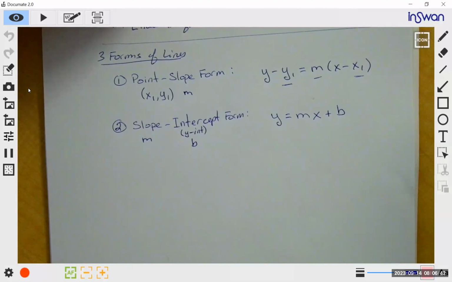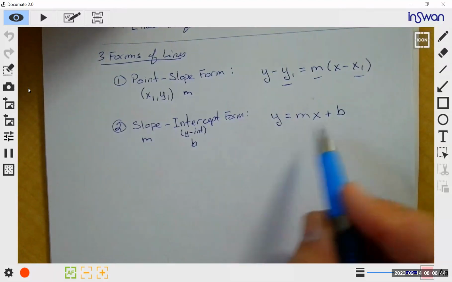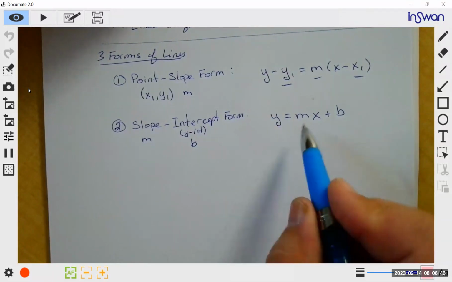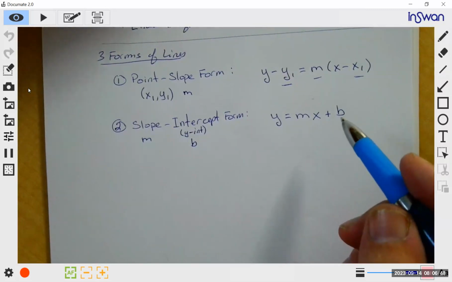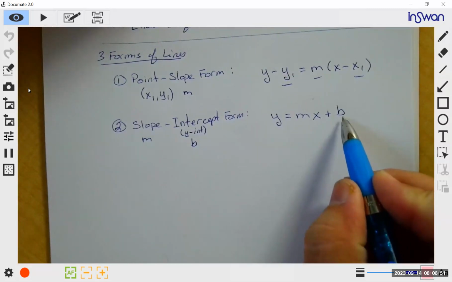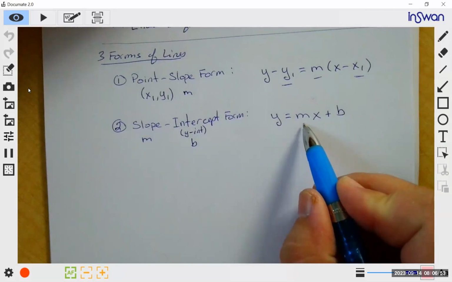90% of the time when you're asked to find the equation of a line, that's the form they'll want it in. Because from this form, we can graph it. Remember how we graph this one? Plot the y-intercept, then follow the slope from that point.